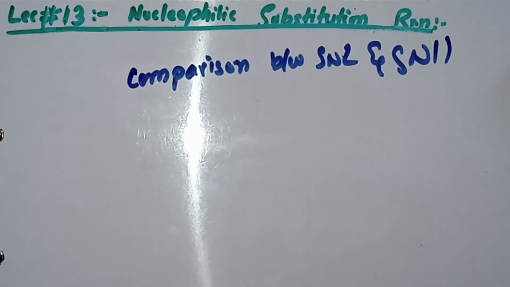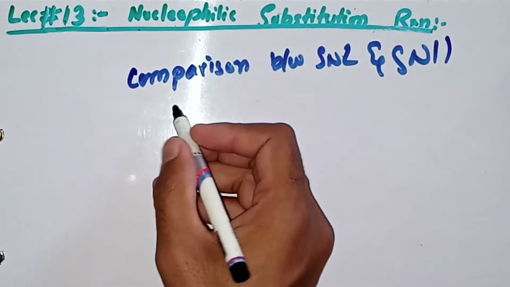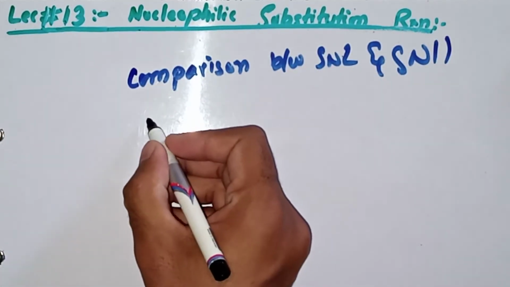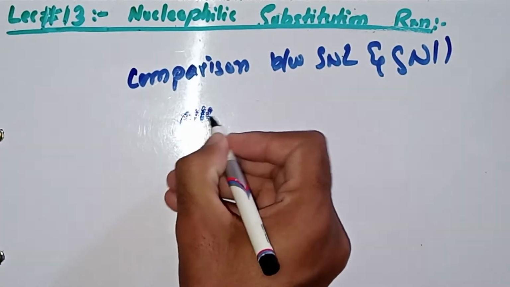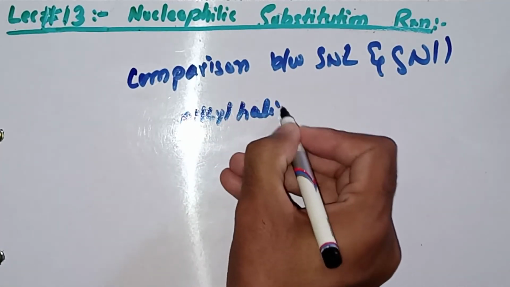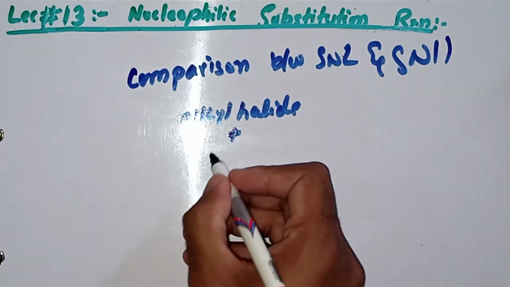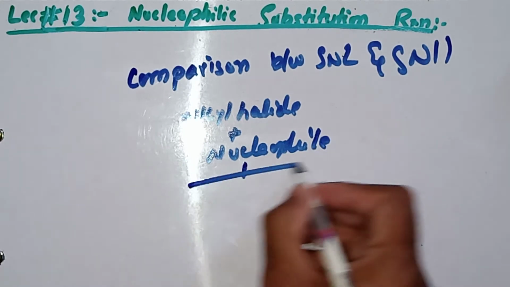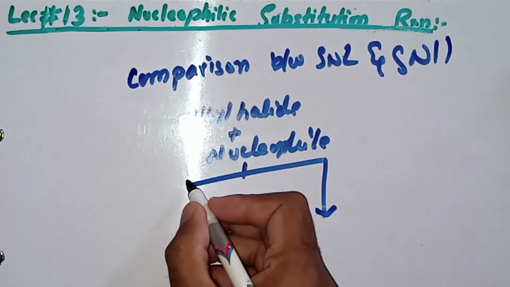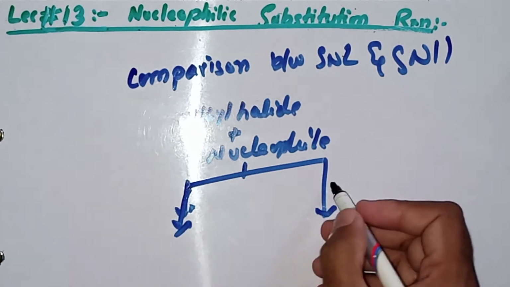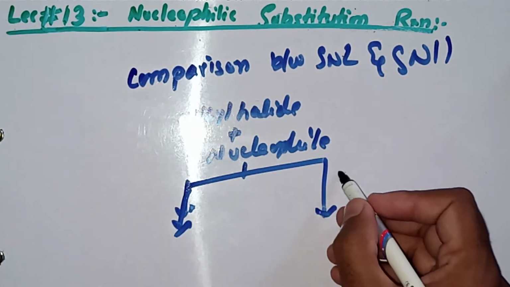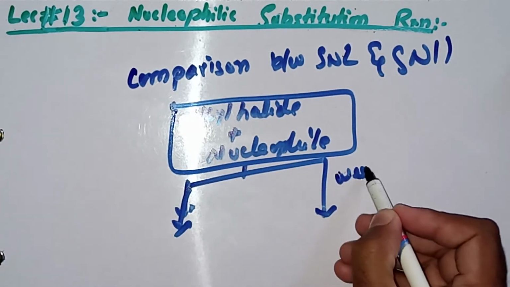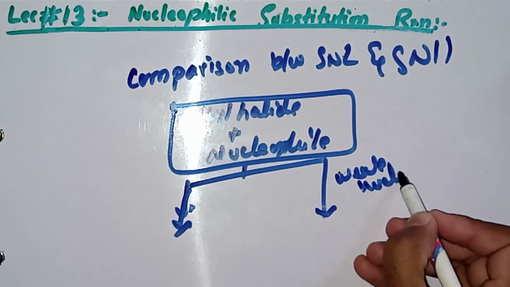Before I start the topic, you should first know the reactions of alkyl halide, Sn1 and Sn2 reactions. When there is an alkyl halide plus a nucleophile, the reaction can proceed differently depending on the nucleophile. When a weak nucleophile is used, what will be the condition?